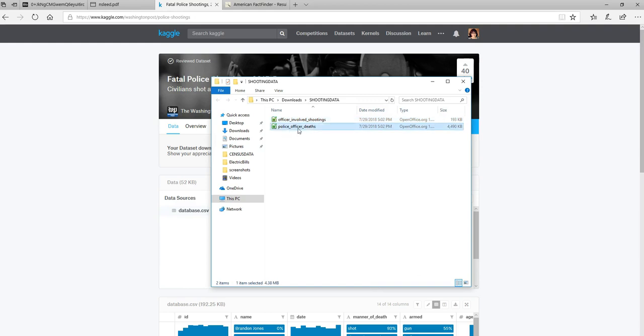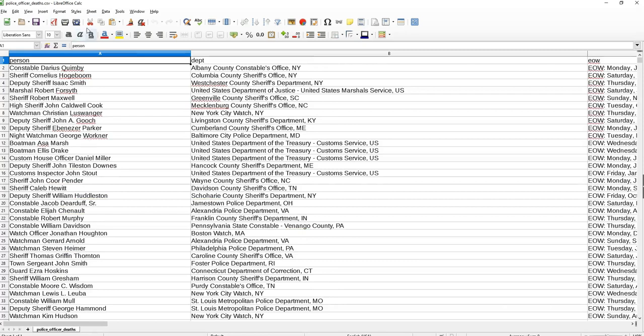Okay, so I got both files downloaded and extracted, and I renamed them according to which one's which. So this one is the police officer died, and this is the officer was involved in actually shooting. And so I'm going to open both of these. And let's start with the police officer deaths.